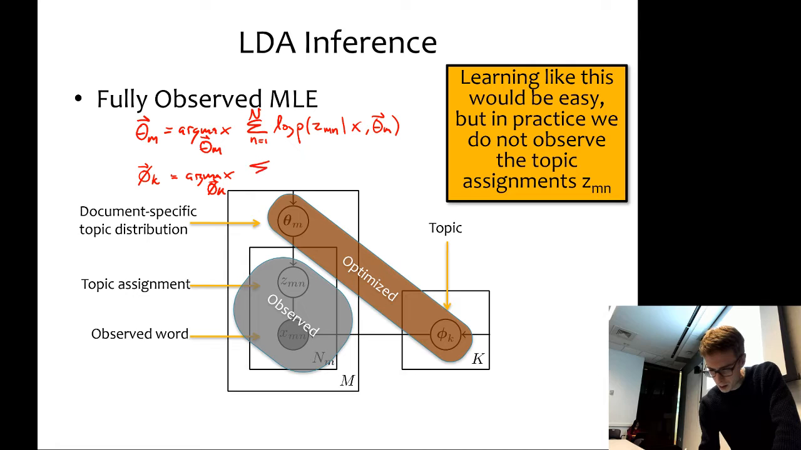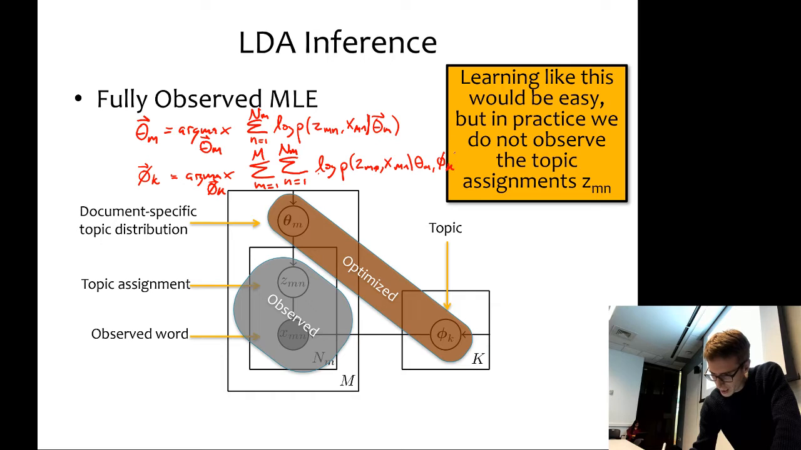So we would have a sum from little m equals 1 up to capital M, a sum over all the words for that document. I guess here we have N_m words in a document. And then we would have some log probability of, I guess here we want the joint probability of z_mn and x_mn, conditioned on theta_m and phi_k.